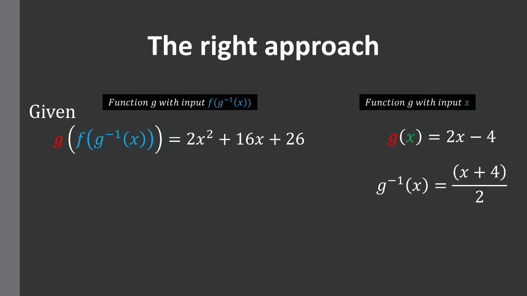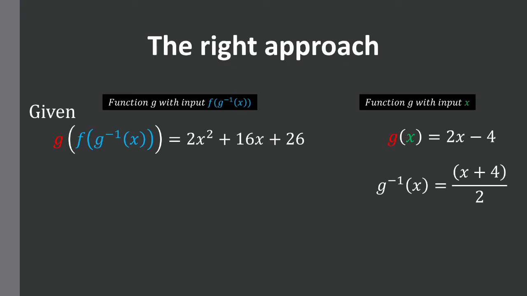Now, here's the thing. I know the exact expression of g. I know the exact expression of g inverse. I just don't know the exact expression of f. How do I find the exact expression of f? Well, the first thing that popped into my mind is that both the equation on the left and the equation on the right are really just functions of g, but with different inputs, right? One is f of g inverse, the other is just simple x.